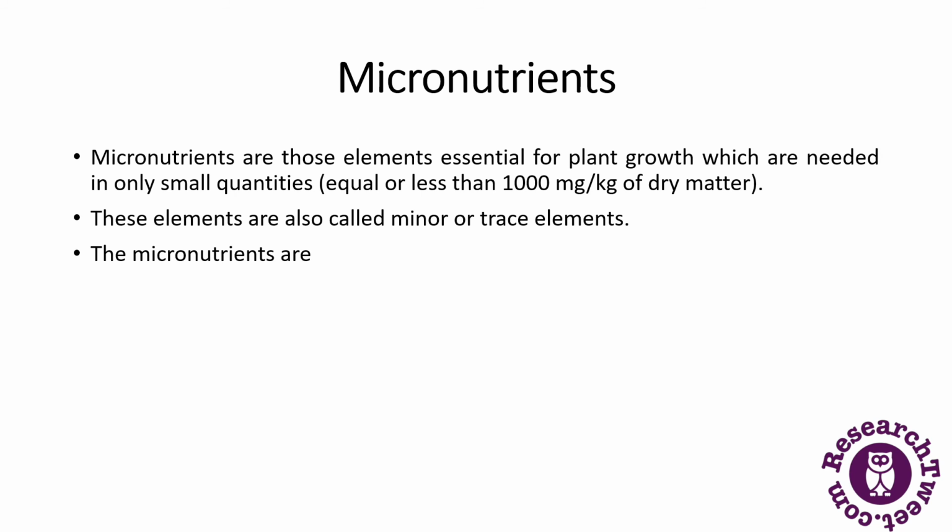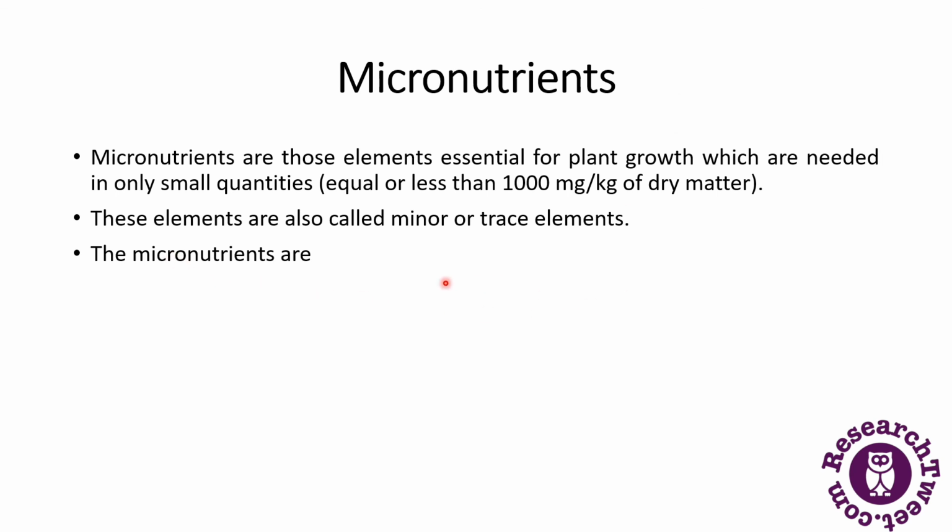Next is about the micronutrients. Micronutrients are essential elements for plant growth which are needed in only small quantity. As mentioned for macronutrients, it was about 1000 mg per kg of dry matter, but in the case of micronutrients it should be equal to or less than 1000 mg per kg of dry matter. These elements are also called minor or trace elements.